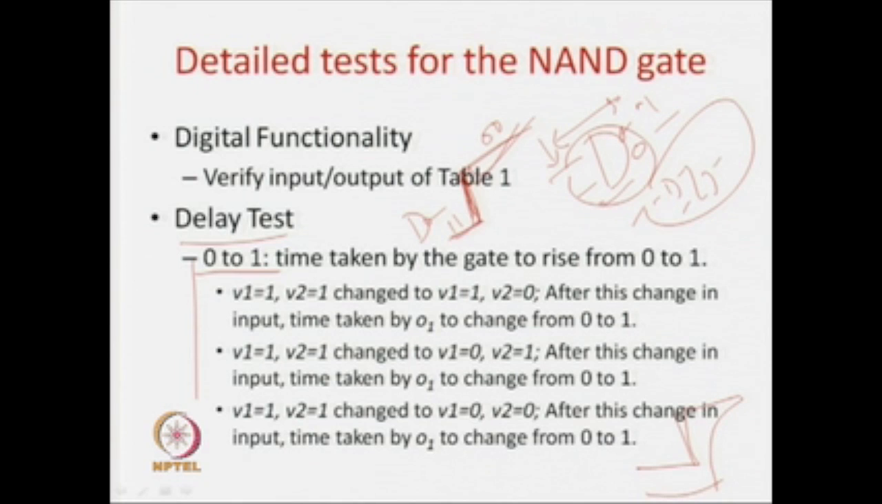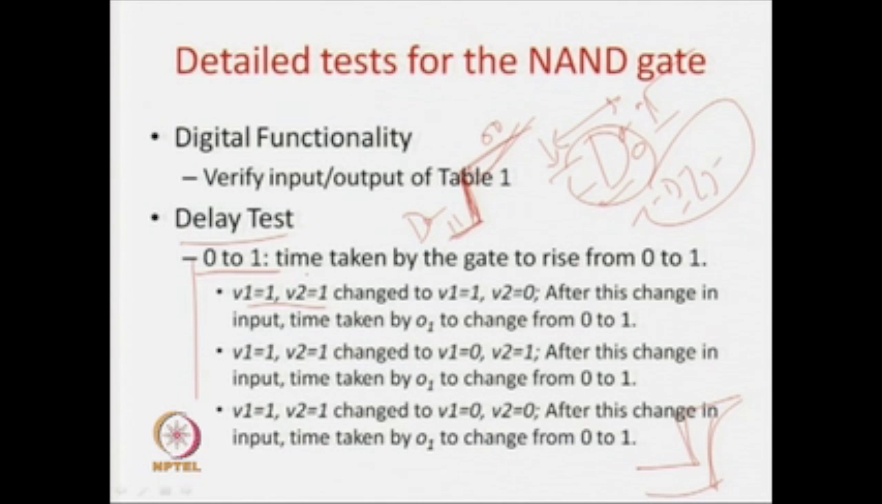some delay like this. Now, I want to find out what this delay will be, will it be 1 nanosecond, will it be 0.2 nanosecond and so forth. So, now you can see how the complexity becomes. From 0 to 1 I have to test, that is the rising of the output of the NAND gate. So, initially, if I want to get a 0 over this, I have to apply a 1 1. So, V1 equal to 1, V2 equal to 1.